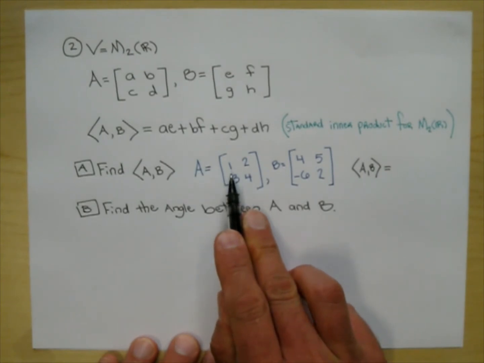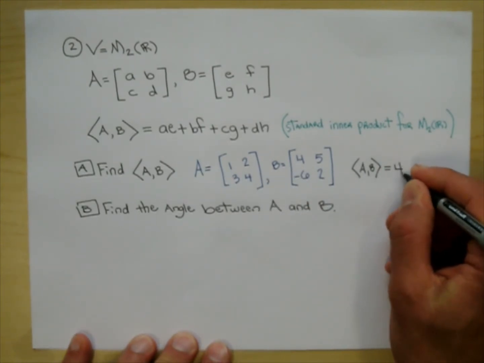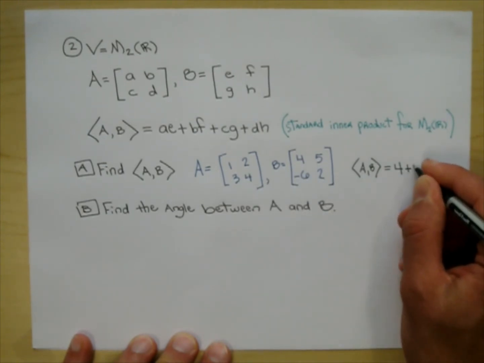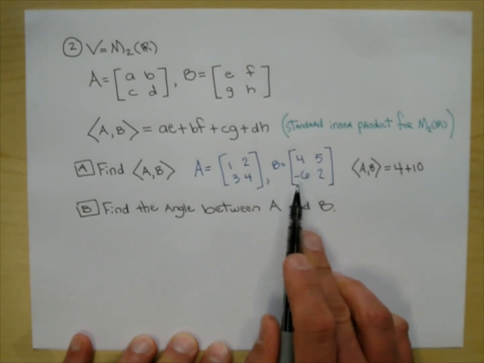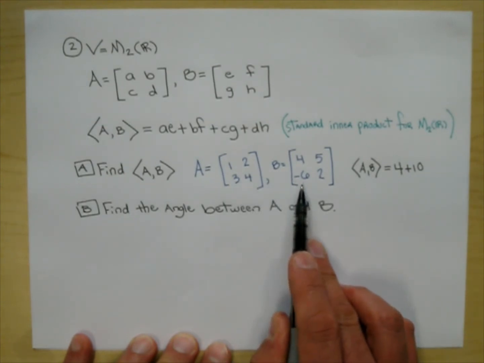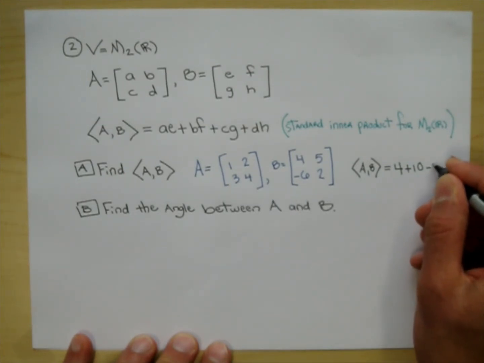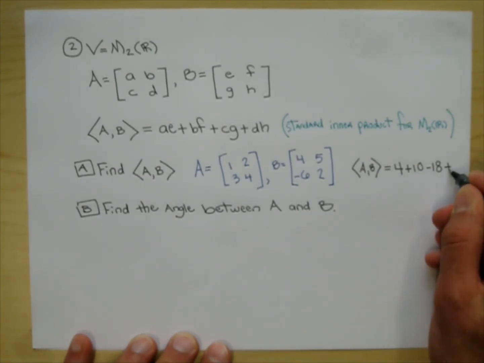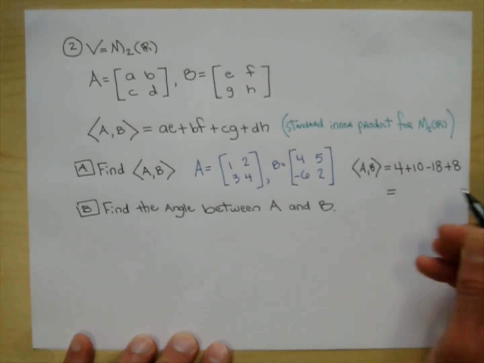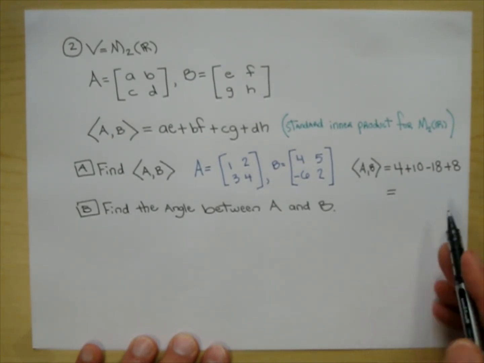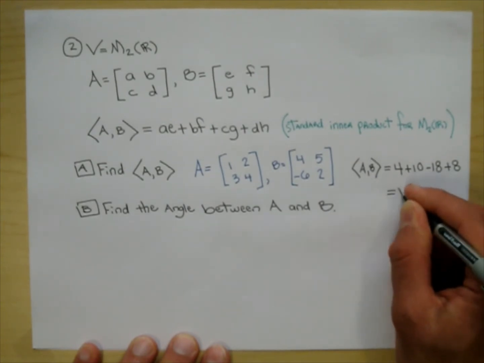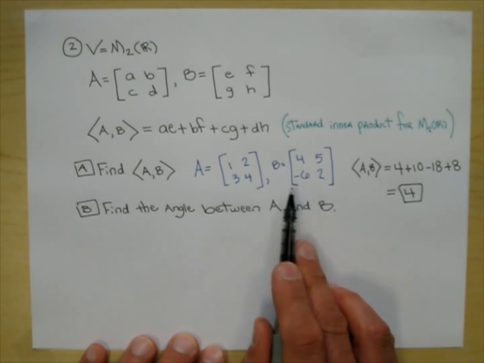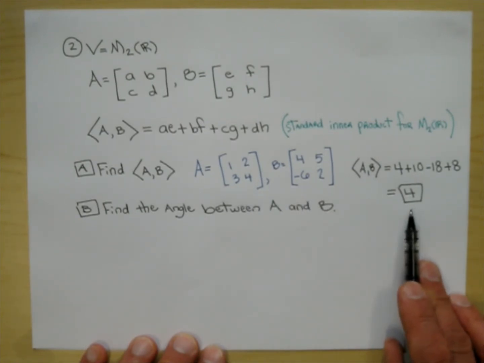Okay, so 1 times 4 plus 2 times 5 plus 3 times -6 plus 4 times 2. So what does this give us? This gives us 4. These two matrices have an inner product of 4.